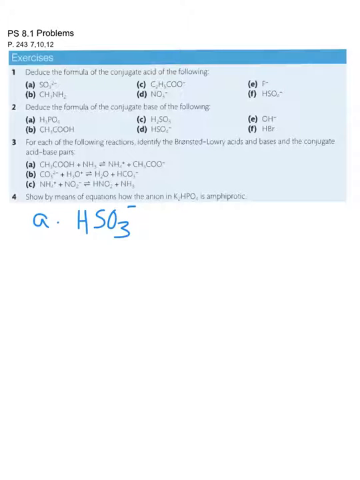With B, this is an organic or weak acid, CH3NH2. The CH3, the carbon's already full. It's got 3 hydrogens and it's bonded to the nitrogen. The nitrogen is the one with room to pick up an H plus because it's got a lone pair there. So it's going to be CH3NH3, and it's going to have a plus with it.